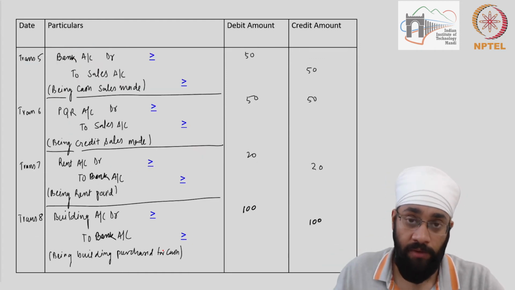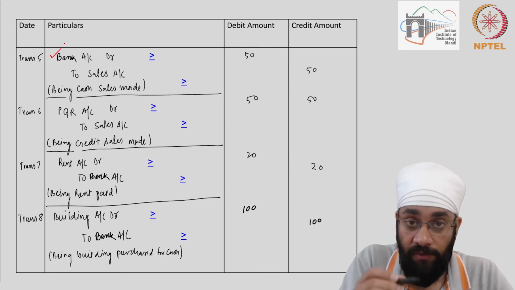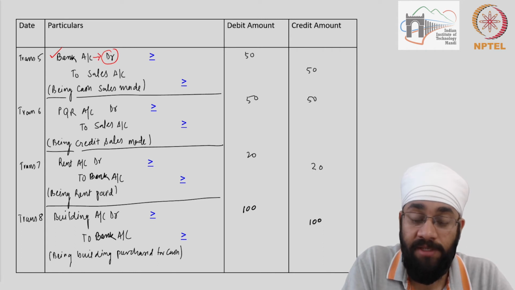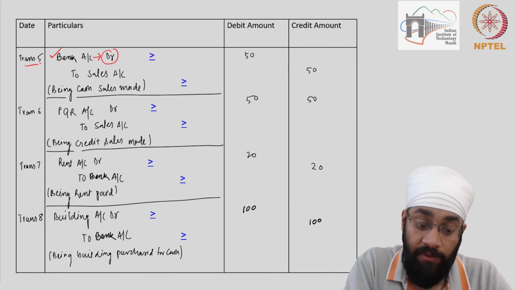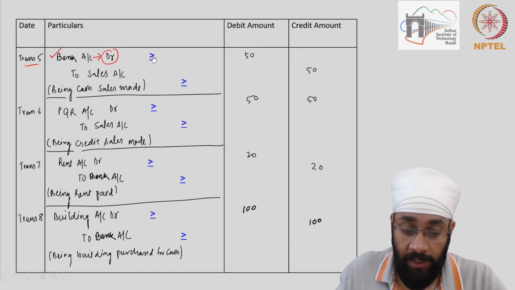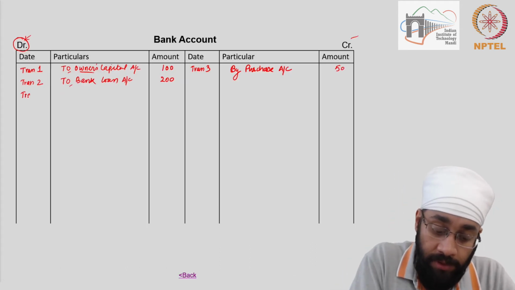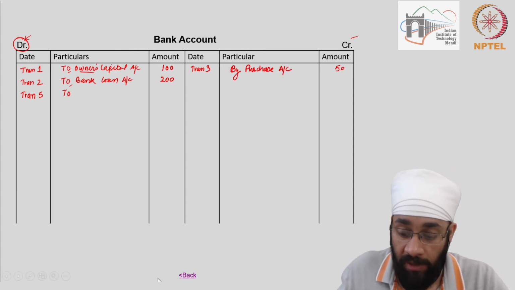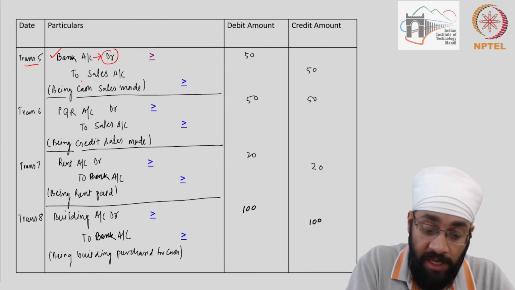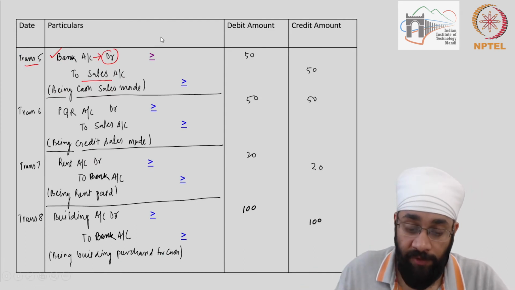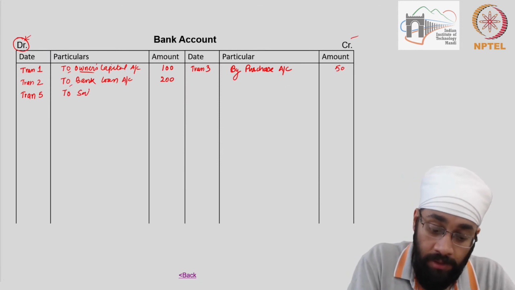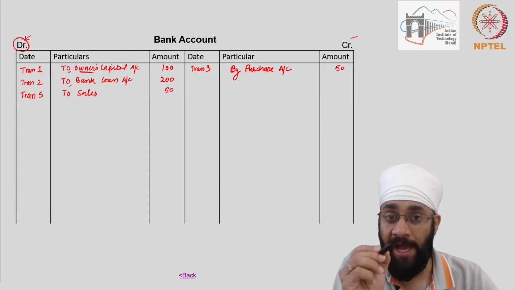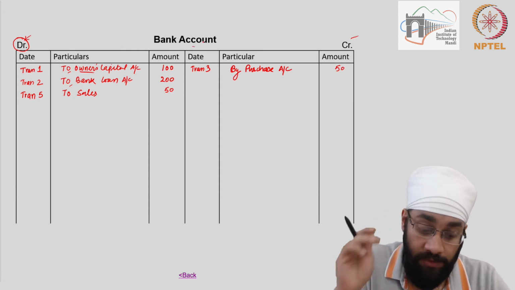Let us go to transaction 5. Transaction 5 involves bank account. We are debiting the bank account. So, we are going to go to debit side of the bank account and write transaction 5. Again, I click on this and I go to my bank account. I write transaction 5 and I'm going to write the name of the other account involved, which is sales. So I will write "to sales 50". Sales and 50. And we are done. Transaction 5 has been posted into bank account.